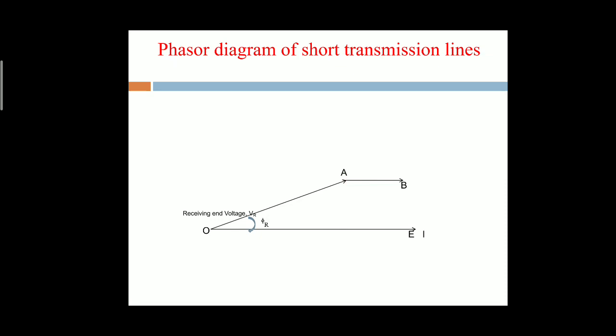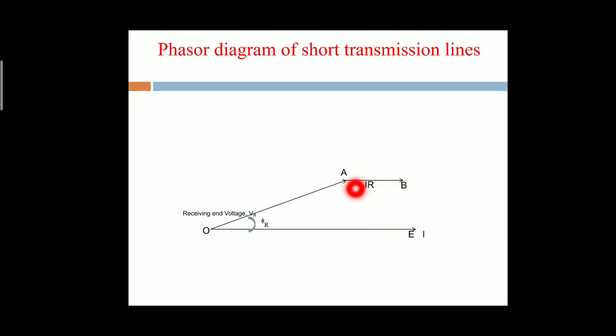Due to the resistance in the equivalent circuit of the transmission line, a resistive drop is obtained. That resistive drop is parallel to the load current. The resistive drop IR is parallel to this load current. This is the IR resistive drop, denoted by AB.